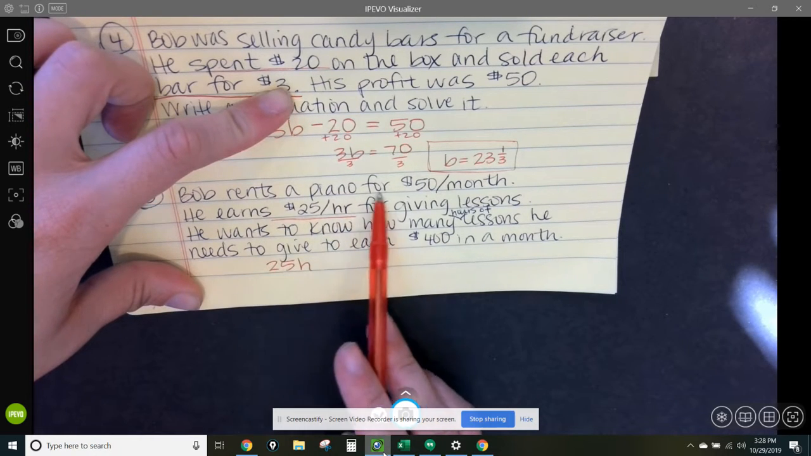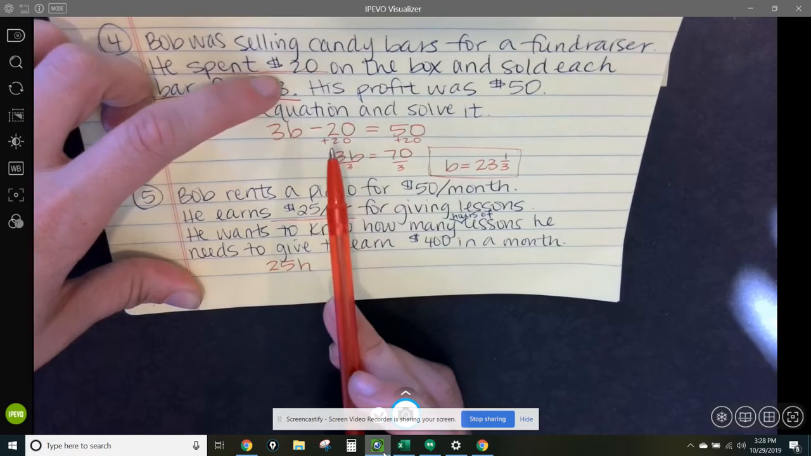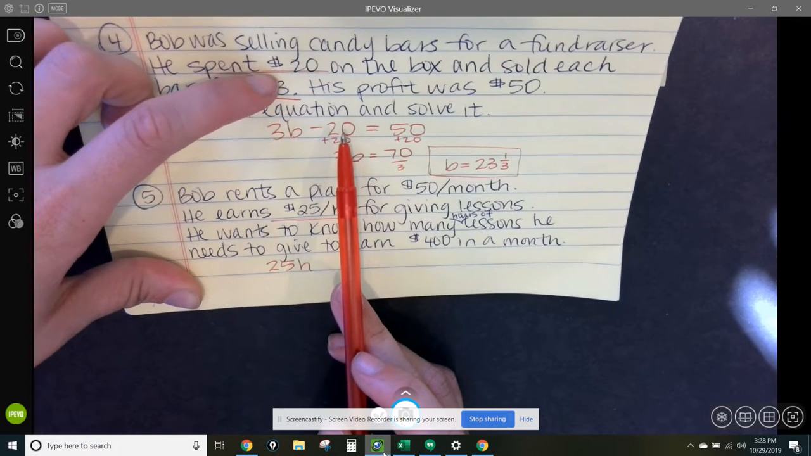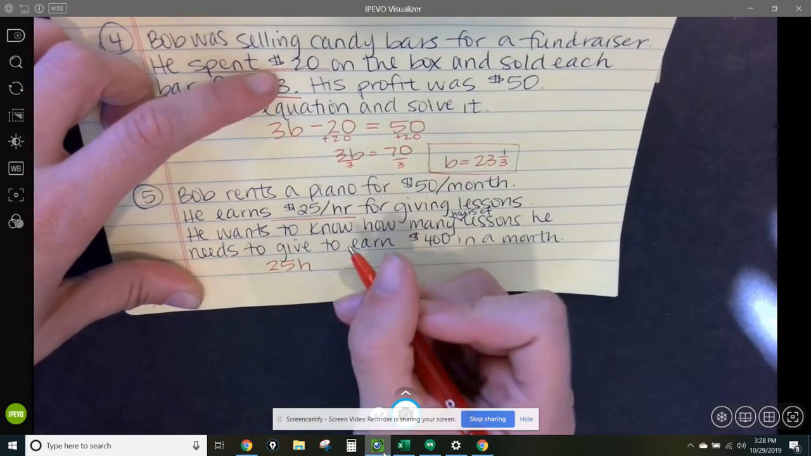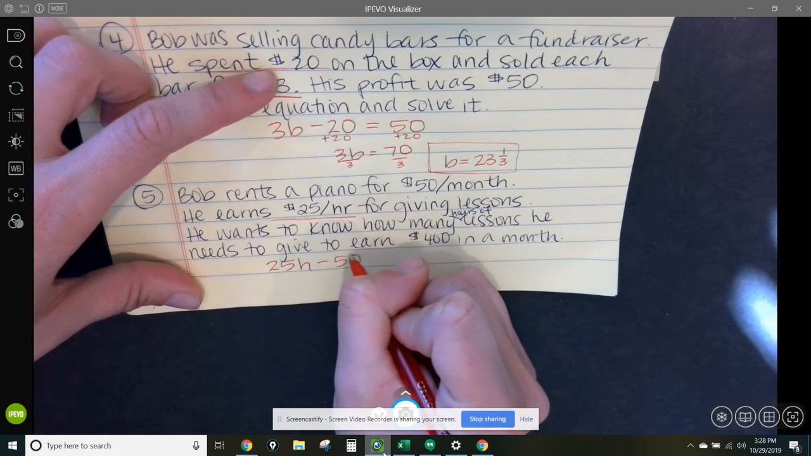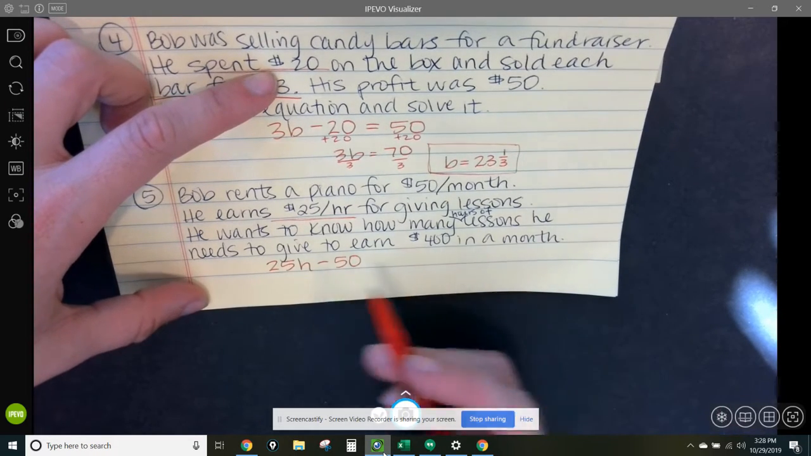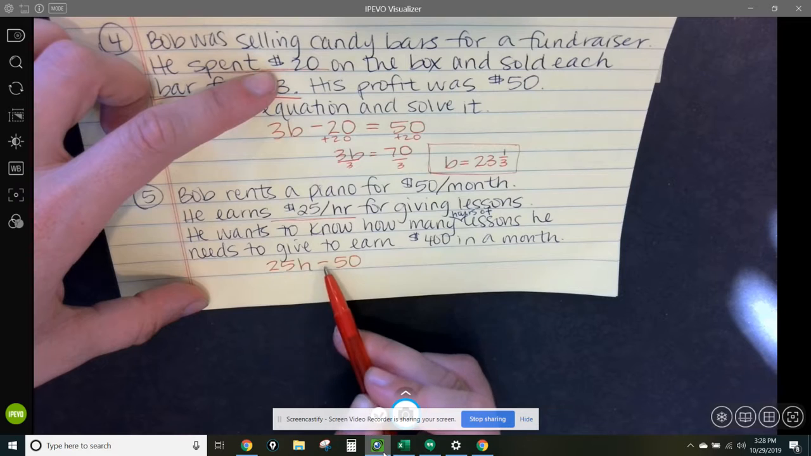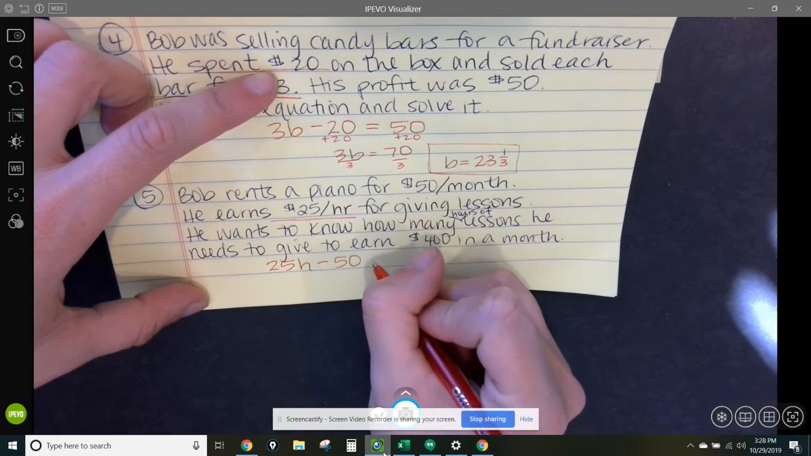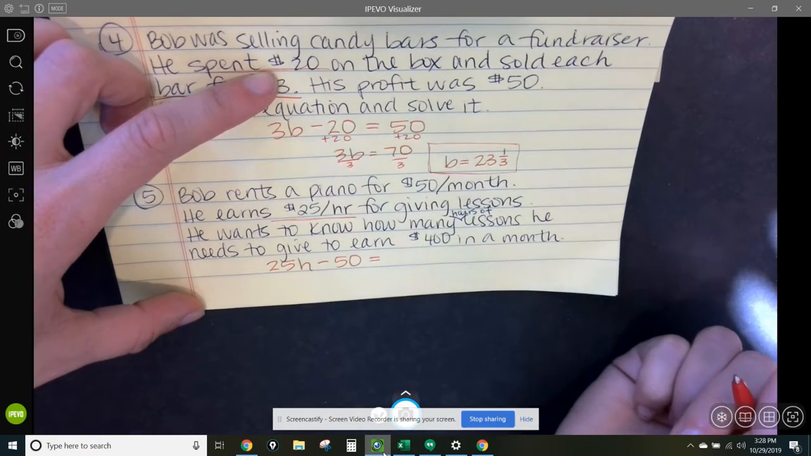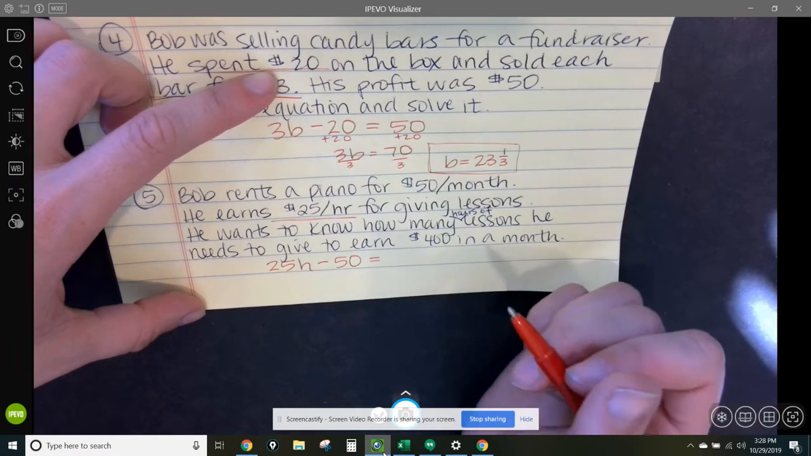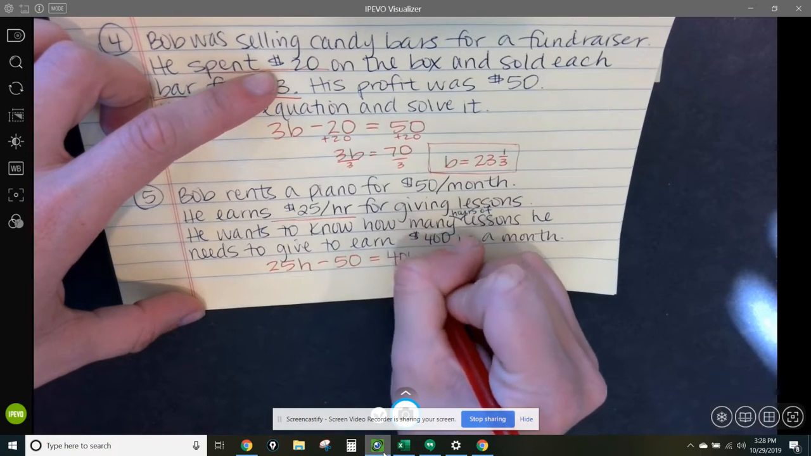He had to pay $50 to rent the piano. So just like up here, he had to pay $20 for the box of chocolate bars. So I'm going to subtract the $50 that he had to pay for the piano. So out of the money he's making on lessons, we have to take away $50 because that's how much it cost him to rent the piano. And he wants to know how many hours he'll have to teach to earn $400.